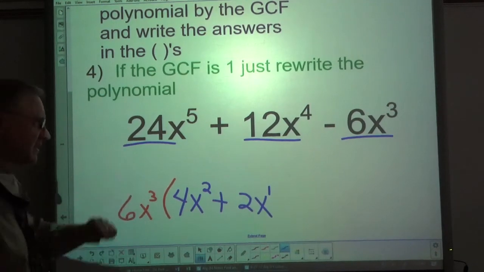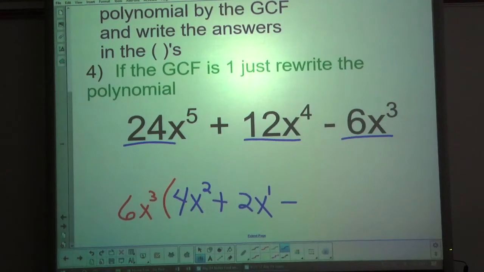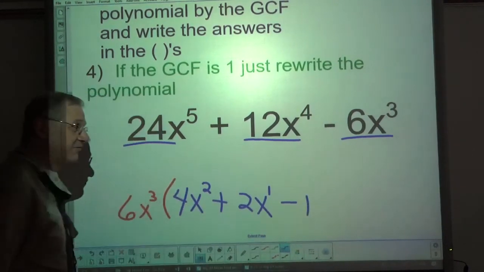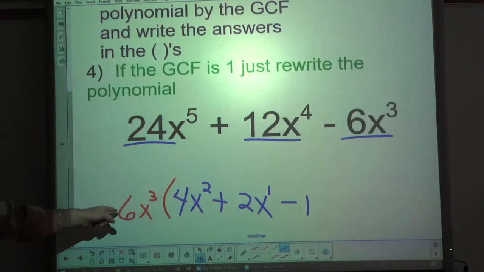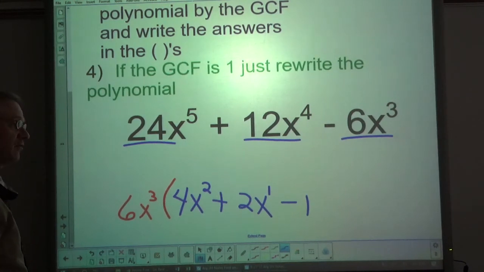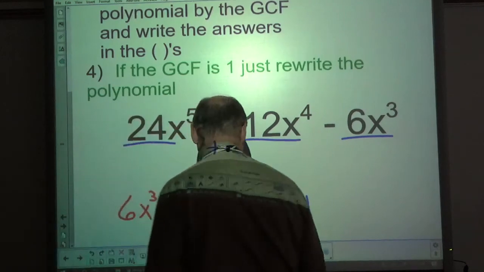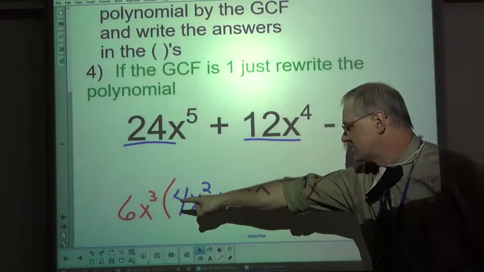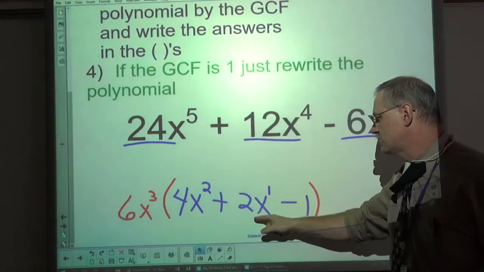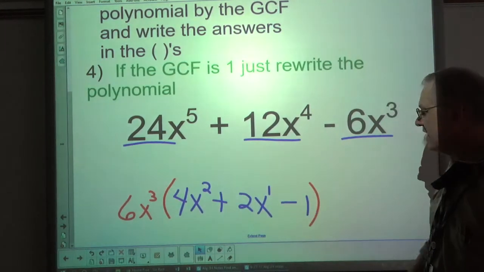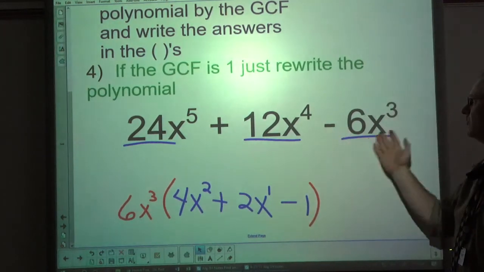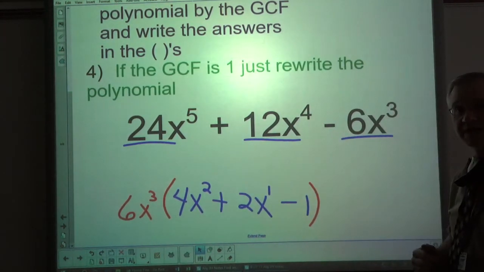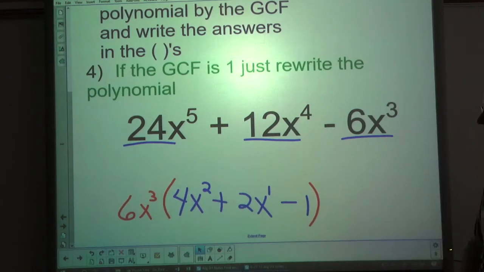Well, wait a minute. It's going to be minus 6 divided by 6. Isn't that 1? In fact, it's 6x to the third divided by 6x to the third, which is 1. So when I'm doing this division, the x to the third really means x to the 0, right? Because when I subtract exponents, anything to the 0 power is the number 1. So I end up with 6x to the third times (4x squared plus 2x to the first, or 2x, minus 1). If you don't have this minus 1 here, you wouldn't be able to have this term when you distribute it back out. And that's why you have to include that 1 in there.